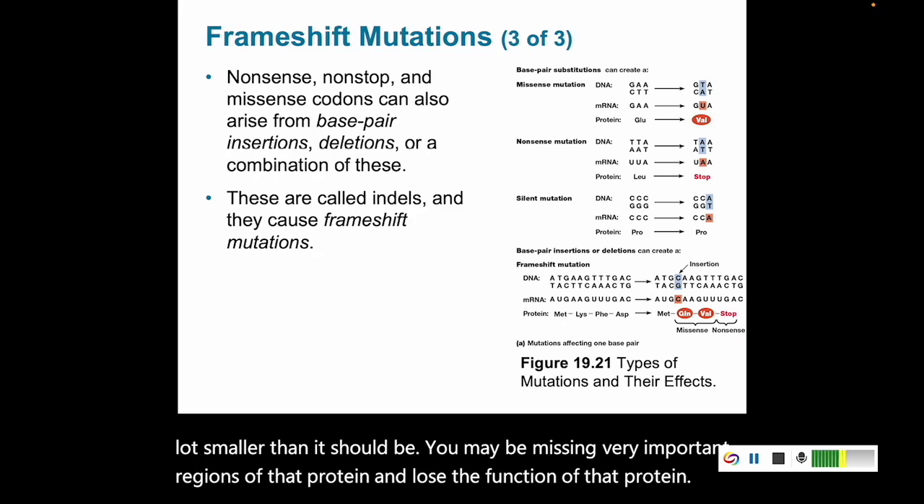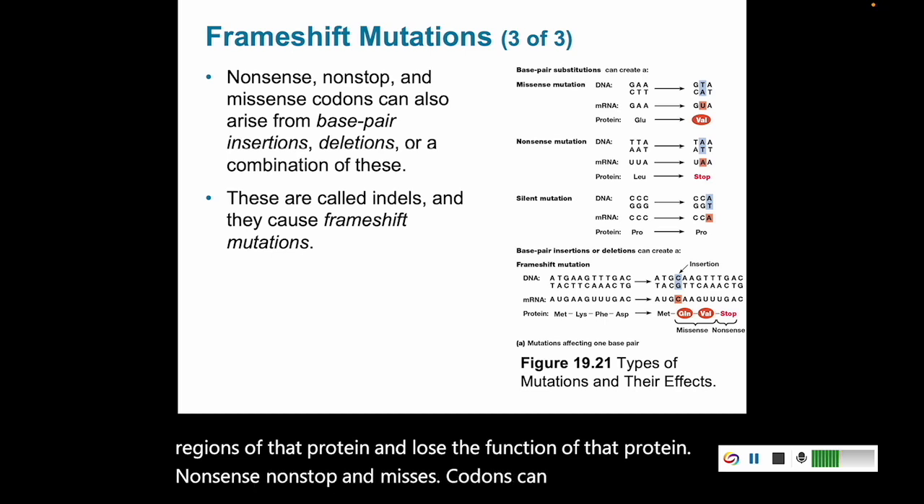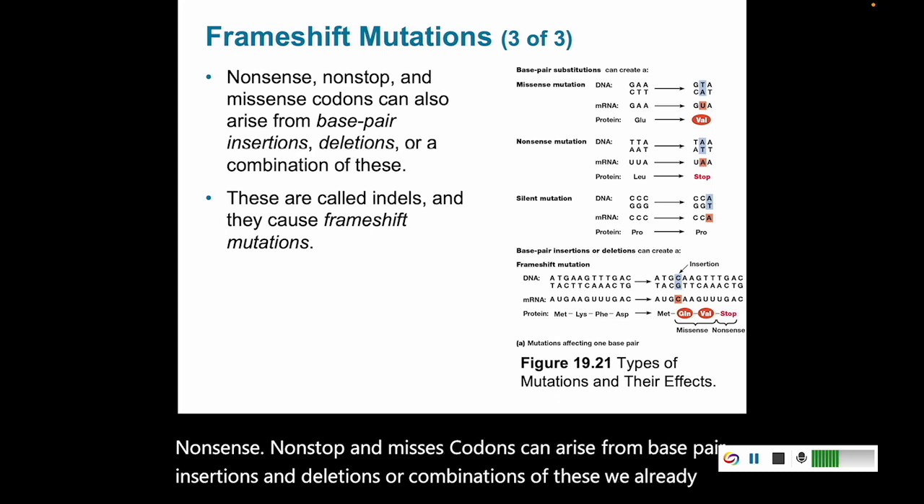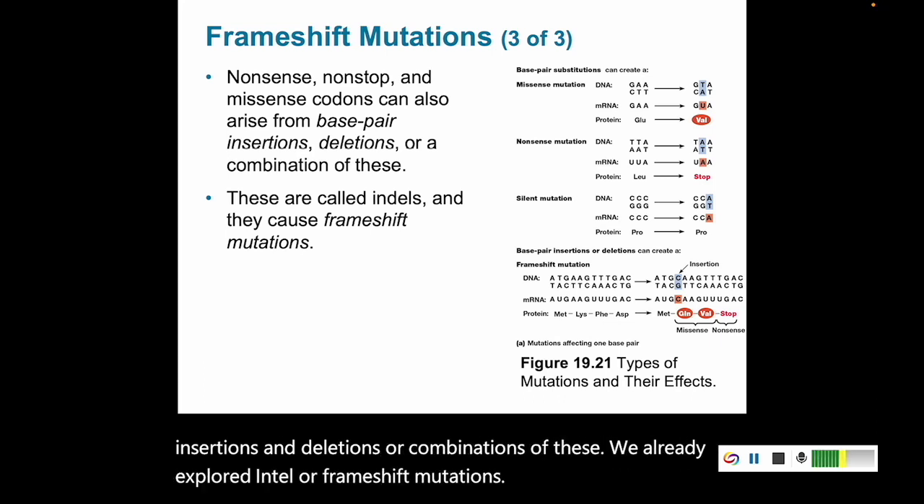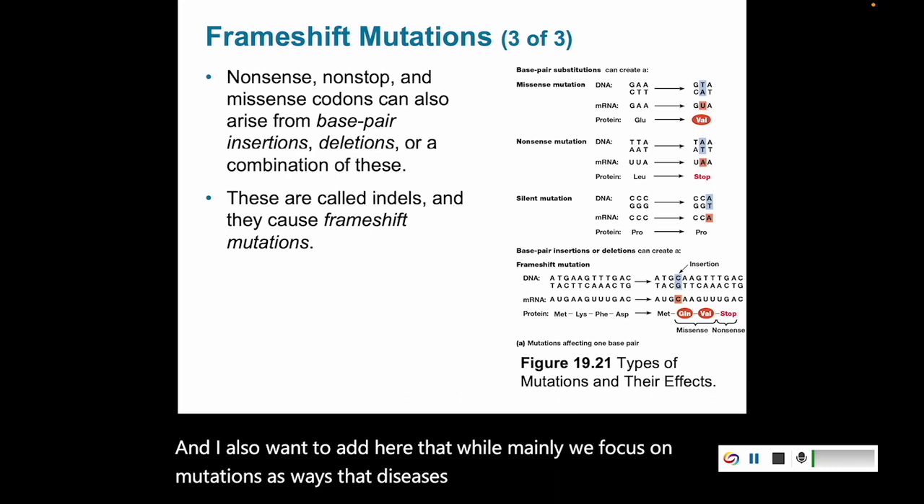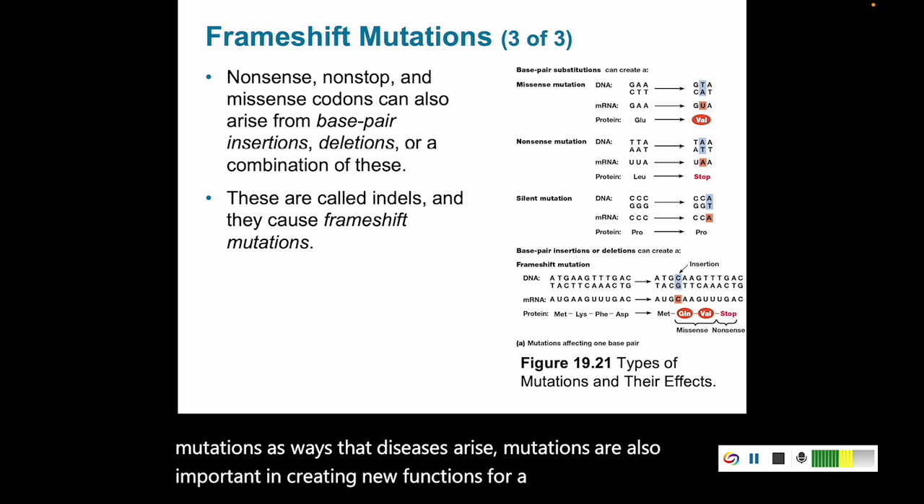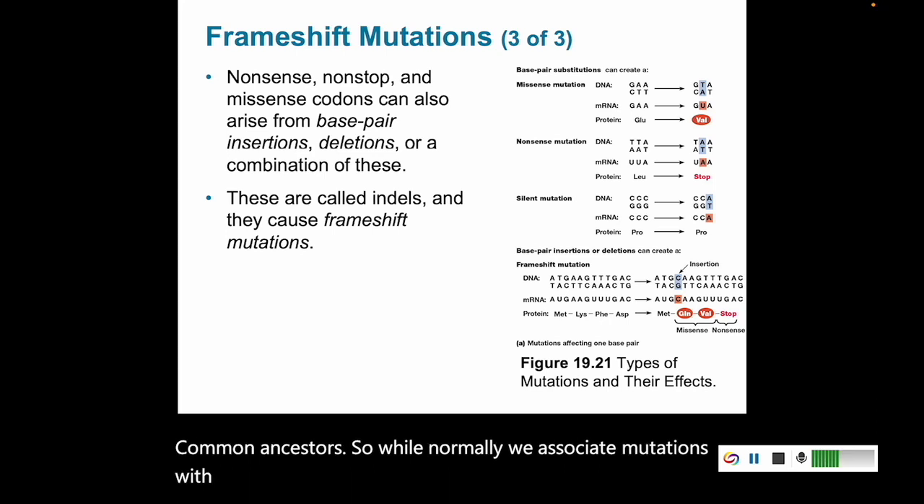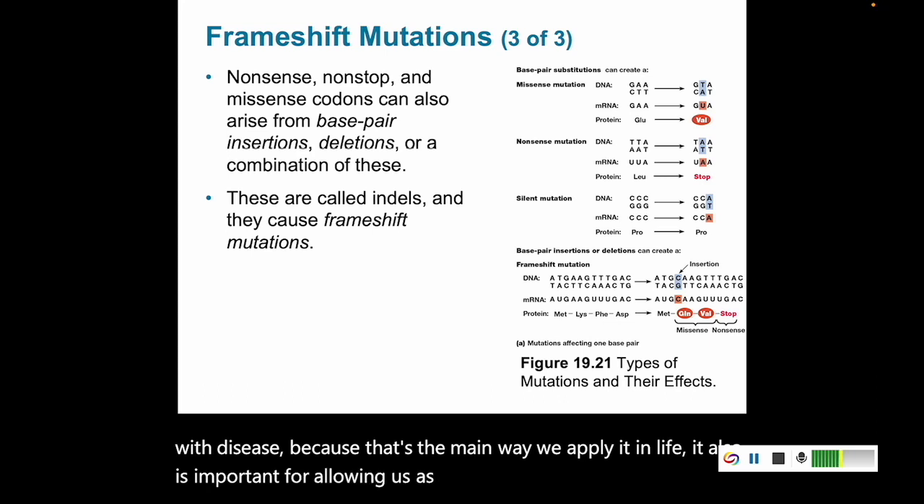Nonsense, nonstop, and missense codons can arise from base pair insertions and deletions, or combinations of these. We already explored indel or frameshift mutations. And I also want to add here that while mainly we focus on mutations as ways that diseases arise, mutations are also important in creating new functions for a cell. All of the variety of life we have has mutated from common ancestors. So while normally we associate mutations with disease because that's the main way we apply it in life, it also is important for allowing us as a species and all the other species on Earth to exist.